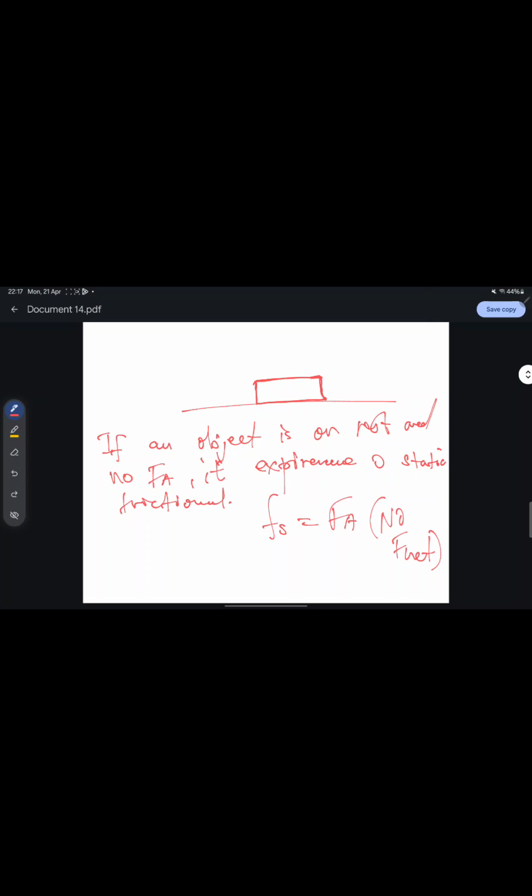Because we know that according to the first law of motion, an object will remain at rest or continue to move with a constant velocity unless a net force acts on it. So if there is no net force acting on it, it will remain at rest. Even if I do apply a force here, it can remain at rest. It remains at rest while I am applying force because the force that I am applying is equal to the static frictional force.